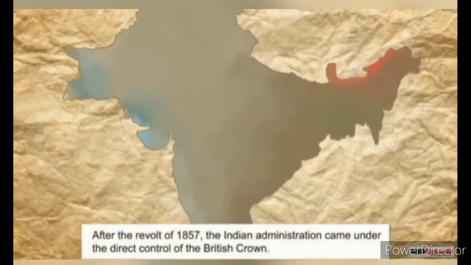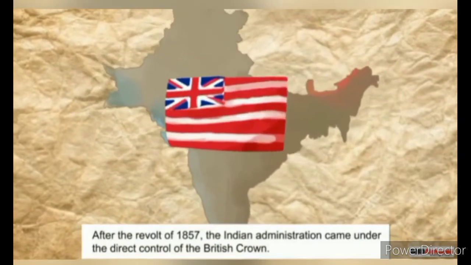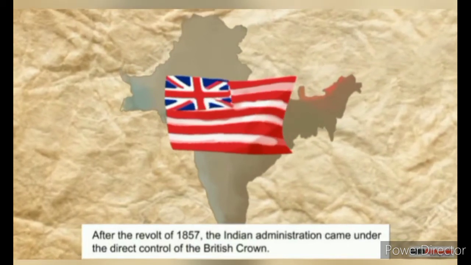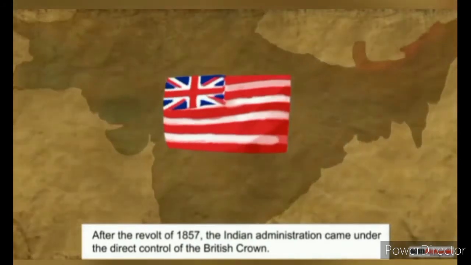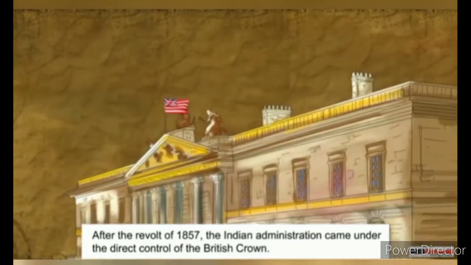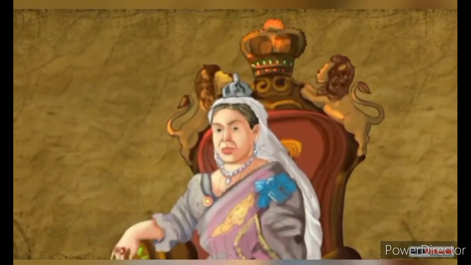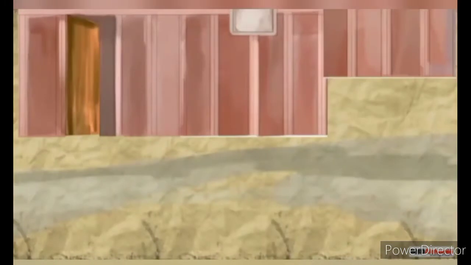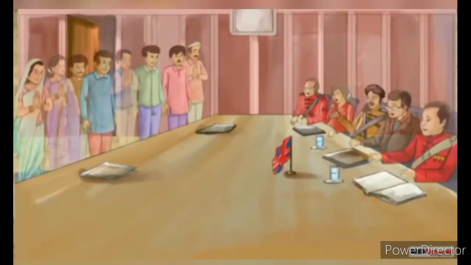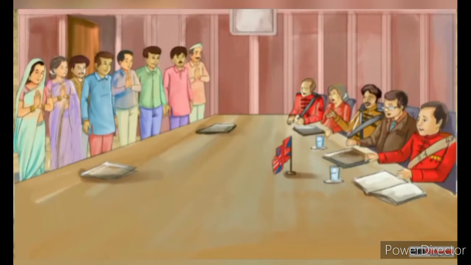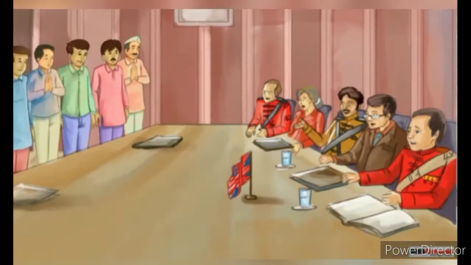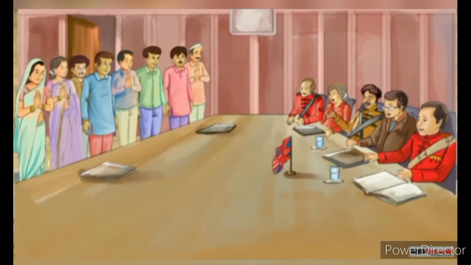The Indian administration, which was largely under the British East India Company, was brought under the direct rule of the British Crown after the revolt of 1857. It was one of the major consequences of the revolt of 1857. After the revolt, Indians became more aware about their political situations. They started asking for more rights and representation in the administration, but their demands were not fulfilled.